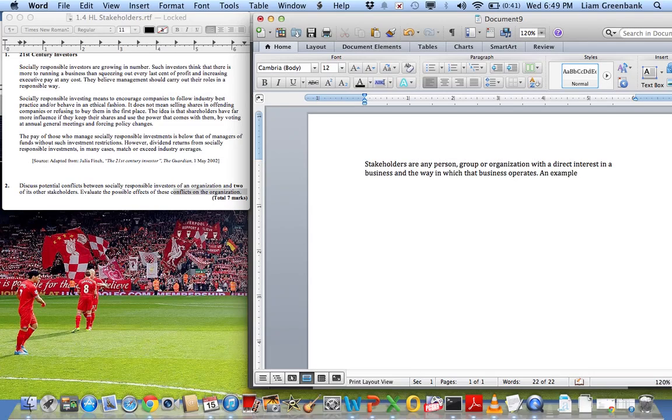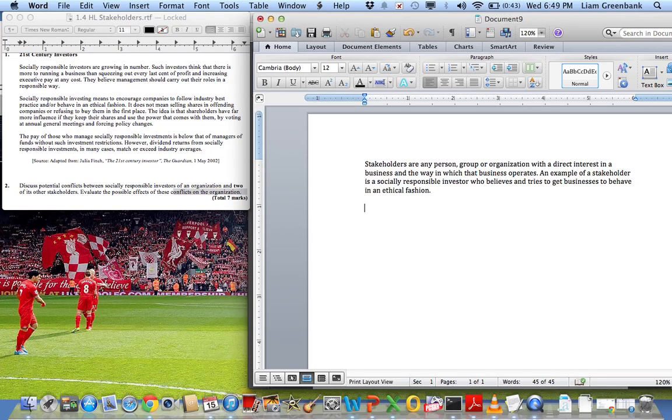an example of a stakeholder is a socially responsible investor who believes and tries to get businesses to behave in an ethical fashion. Okay, as it says in the case. So we use that example to back up our full understanding of the key term.